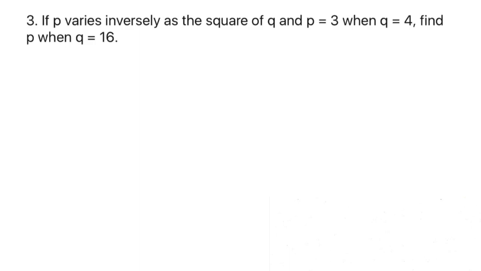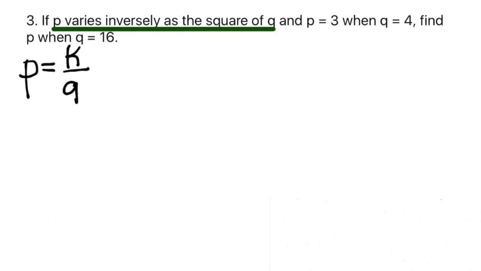Okay, so last example, let us have number 3. If p varies inversely as the square of q, and p equals 3 when q is 4, find p when q equals 16. So again, same process, translate muna natin yung statement. So since we have p varies inversely as the square of q, if we are going to translate it mathematically, that would be p equals k over q squared because of the word square.